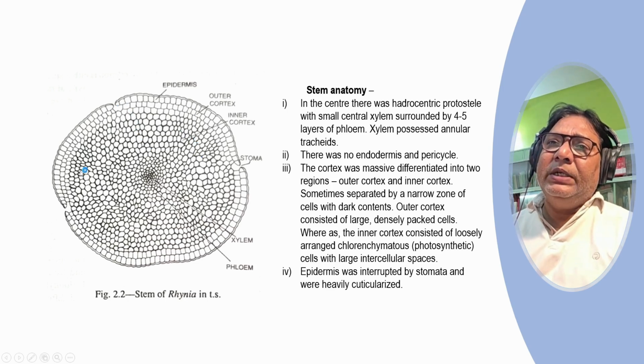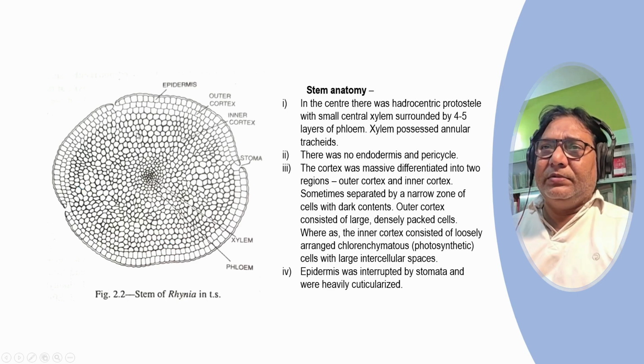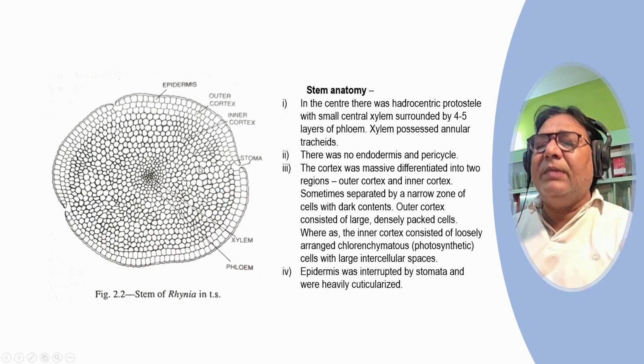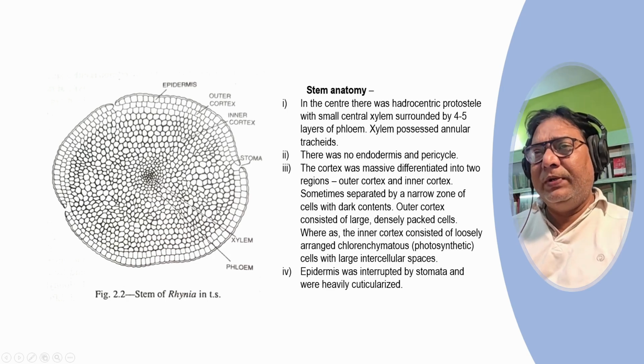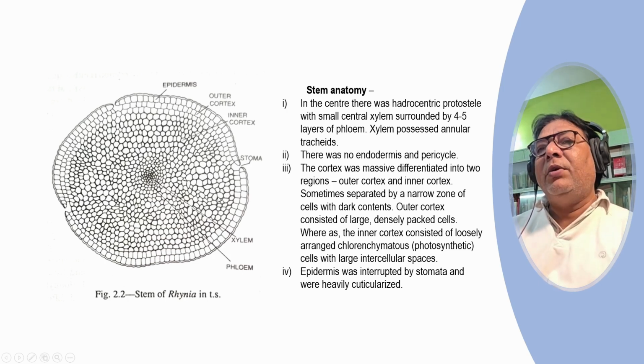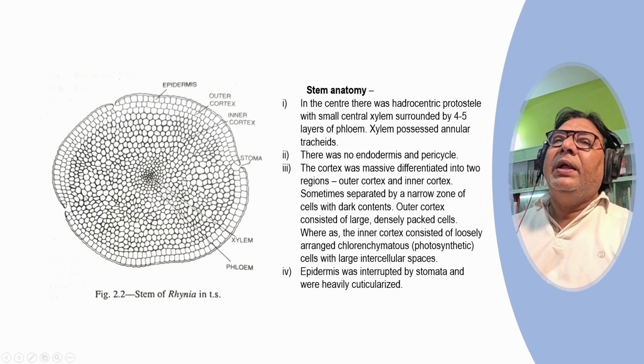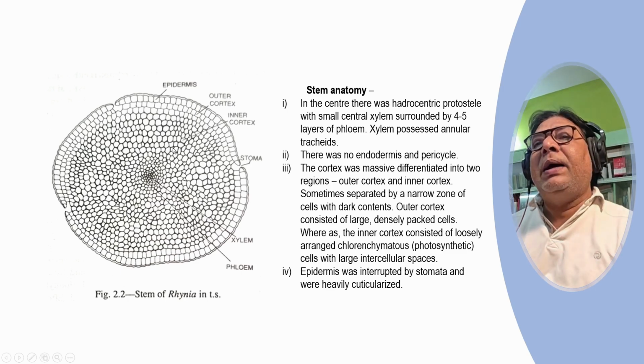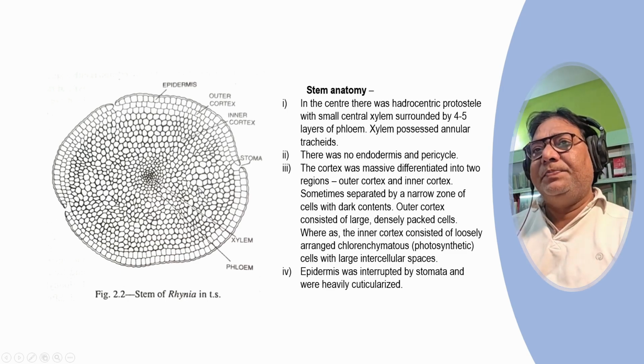This particular inner cortex was photosynthetic. It contained chlorophyll, which is not possible to be preserved in the fossil. Chlorophyll or chloroplast will not be preserved in the fossil, so it is difficult to say. It can only be imagined, because the air gaps were more in the inner cortex and they were connected with the stomata. So the function of photosynthesis was mainly done by the cells of the inner cortex.